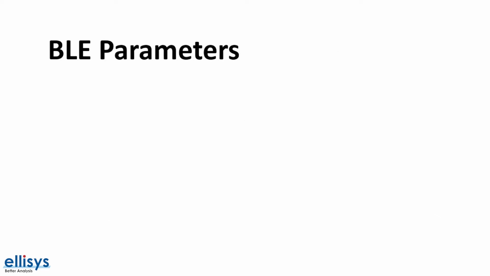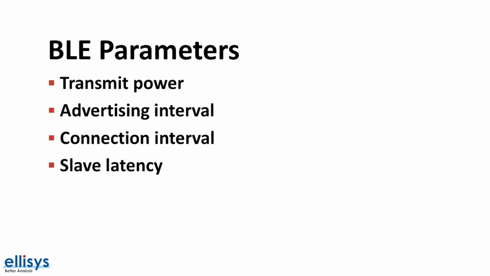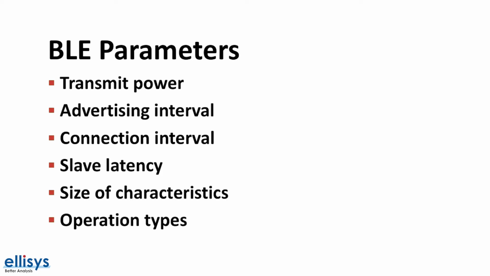To summarize, here are the BLE parameters that affect power consumption the most. First, transmit power, then the advertising interval, the connection interval, slave latency, size of characteristics, and the operation types. Let's go into each of these in a little bit more detail.